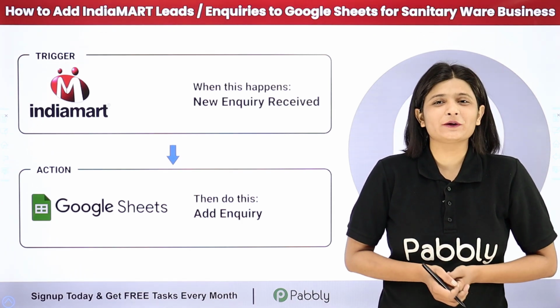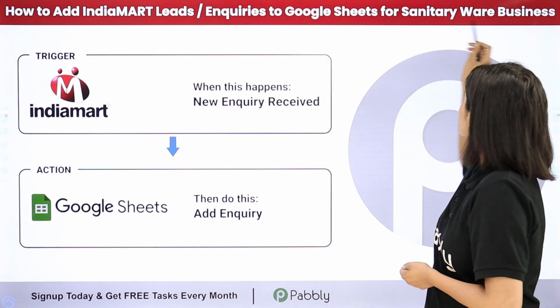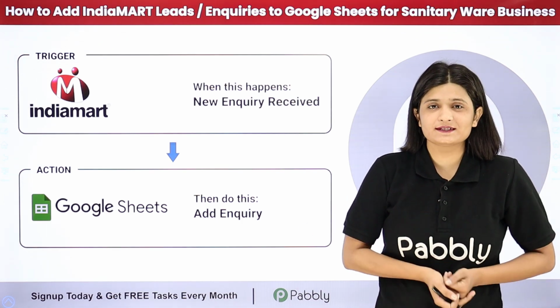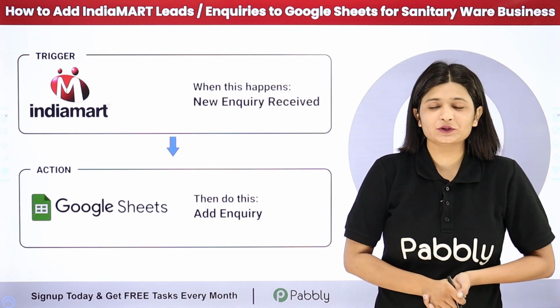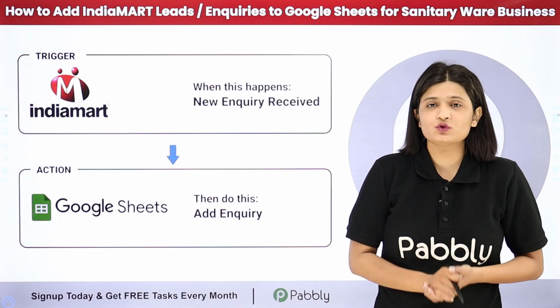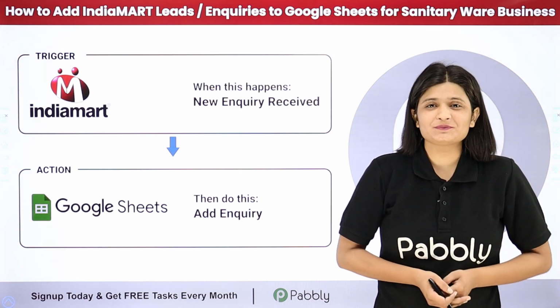So in this video, we are going to learn how to add IndiaMART leads and inquiries to Google Sheets for sanitary ware business. So let's suppose I am running a sanitary ware business and I am receiving many leads and inquiries on my IndiaMART. I want to add all these details in my Google Sheets automatically, and to do this automation, I am going to use Pabbly Connect.